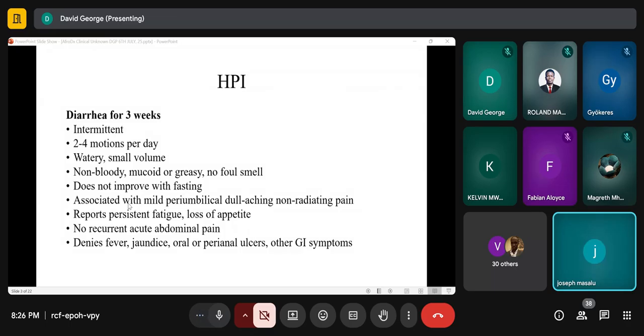Another important thing, I think. Can you move on? The next slide.